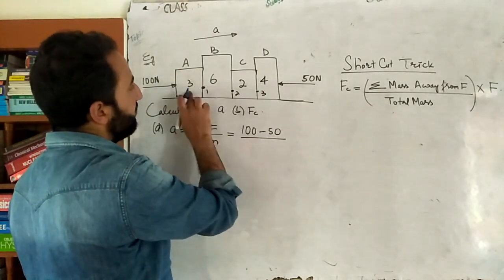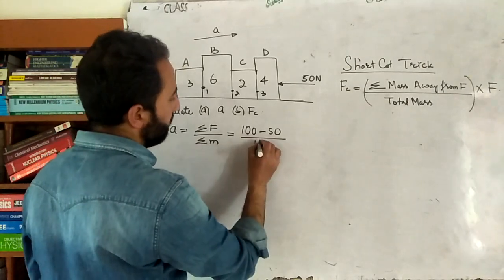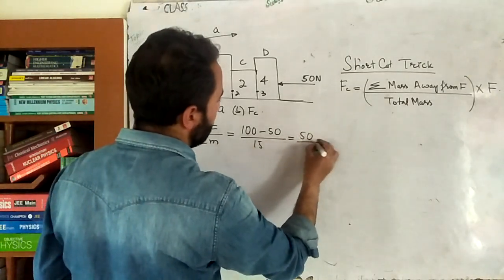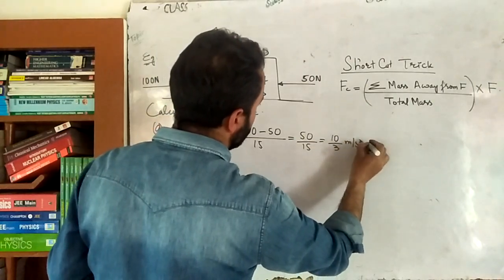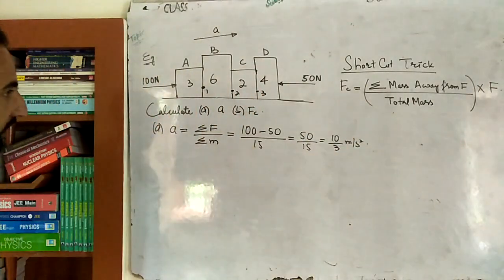6 plus 4 is 10, 3 plus 2 is 5, 10 plus 5 is 15. So that's equal to 50 divided by 15, which is how much? That's equal to 10 divided by 3 meter per second square, which is about 3.3 meter per second square.